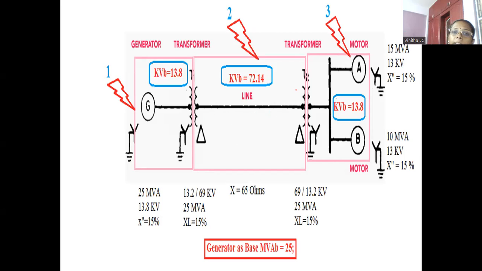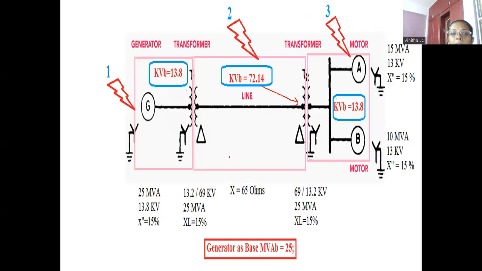Similarly, this transformer T2 high tension side is connected to the transmission line, so the same voltage, that is this 72.14, will be available at the high tension side of this transformer T2. Now we need to calculate the kVB new for the third section. For the third section, we have motor A, B that will be connected to the low tension side of transformer T2. So what is the formula we need to apply here?